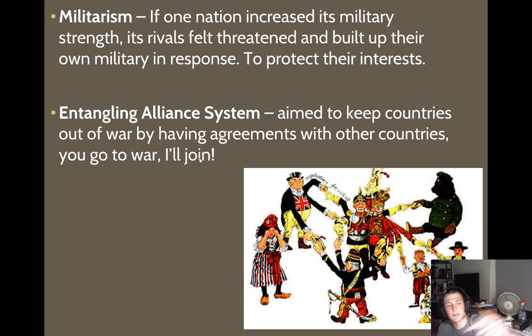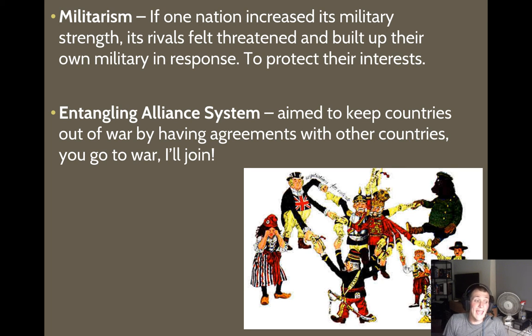So the M in MAIN stands for militarism, right? And this whole concept of the idea: if one nation increases its military strength, its rivals are going to feel threatened, and they're going to build up their own military in response. That way they can protect their interests if for some reason one of the opposing factions will come at them.